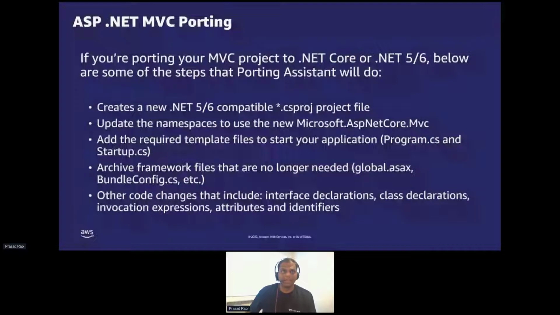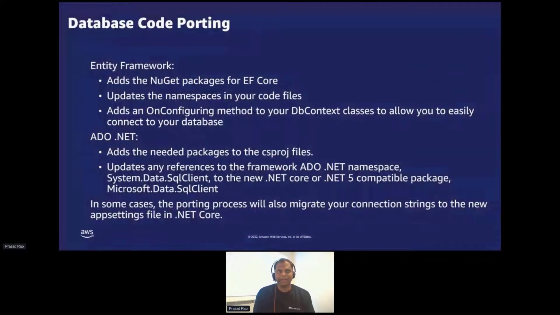And more often than not, you will be interacting with your database within the code, and whether you are using Entity Framework or ADO.NET, based on that, it's going to do some code changes automatically. For example, if you're using Entity Framework, it's going to add NuGet packages for EF Core, update the namespaces in your code files, and add the OnConfiguring method, which will help you connect to your database easily. And if you're using ADO.NET, it's going to add the needed packages and the reference to the .NET 5 compatible package. It also, in some cases, updates your connection strings to the new appsettings file that is used in .NET Core or the newer versions of .NET.